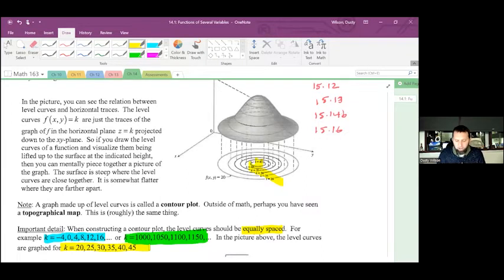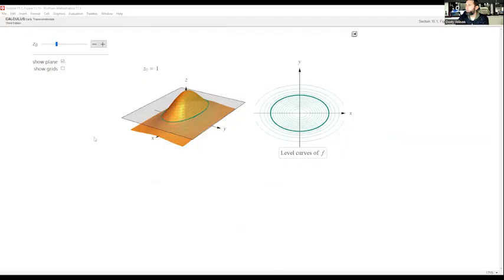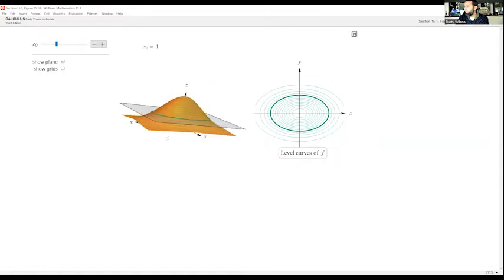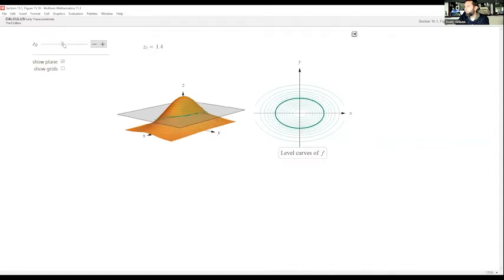Rather than spending a lot of time on this picture, I have a number of animations or manipulatives that help you to visualize and understand what's going on with contour plots. So here's an example where you can see what's going on with a contour plot. Notice that we have this mountain-shaped object, and we're slicing it with a horizontal plane at the height of z naught.